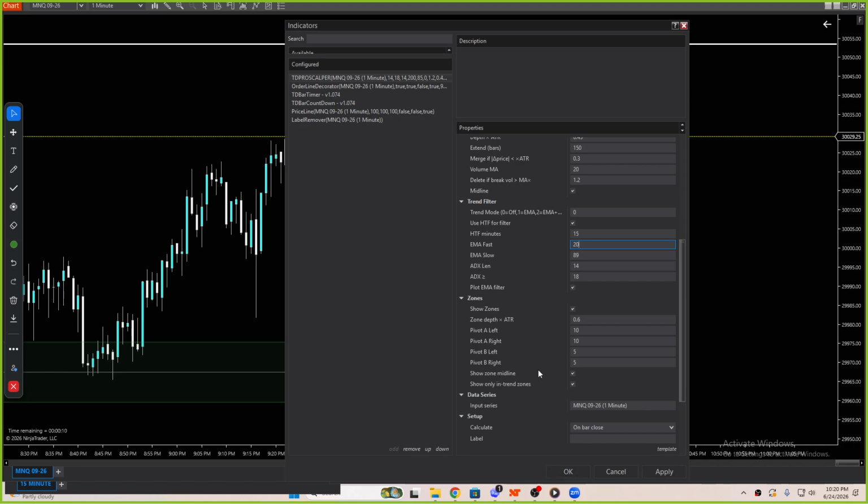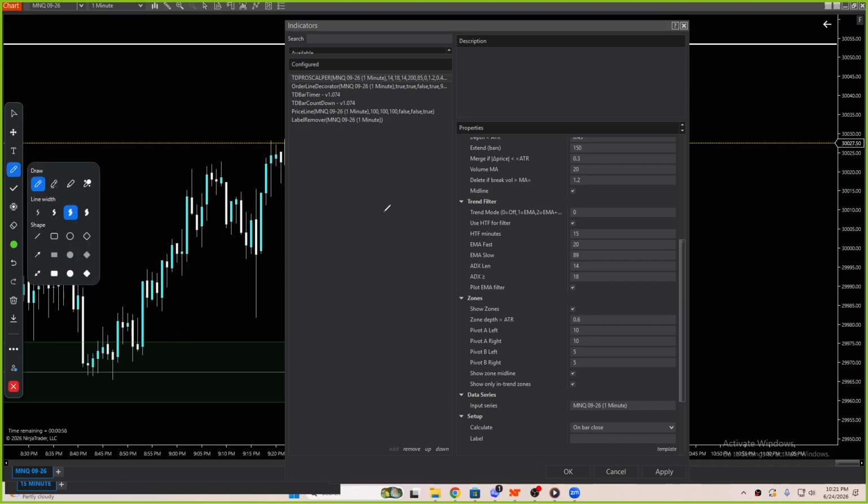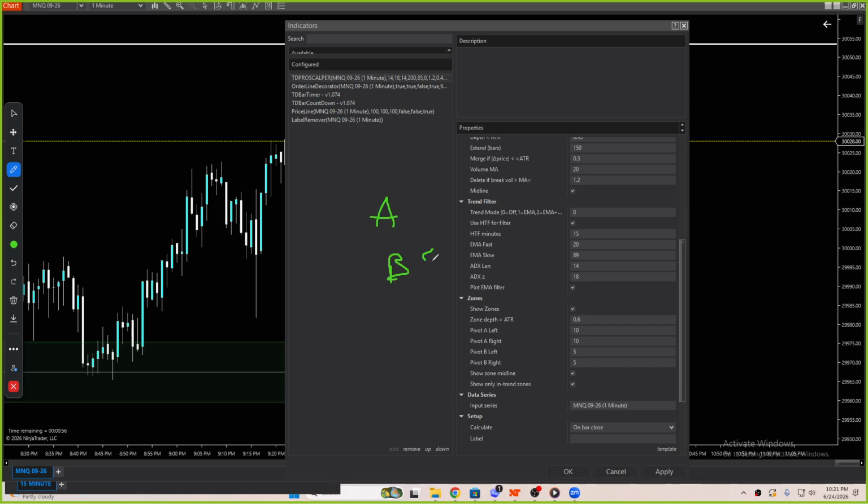Zones, pivot-based zones, support, resistance, support down here. The zones, right? They're pivots. A right, A left, B right. Why is it only A and B? Because we're looking for C to trade a D. So we only trade one pattern.